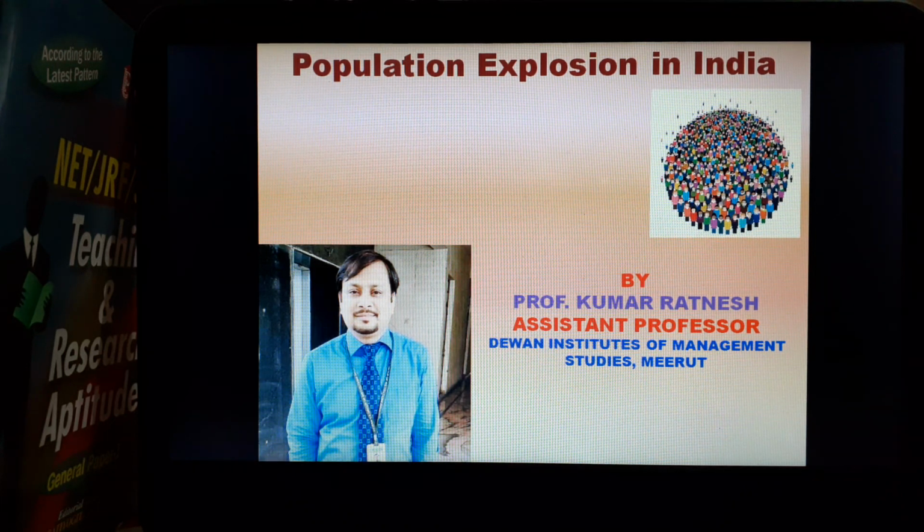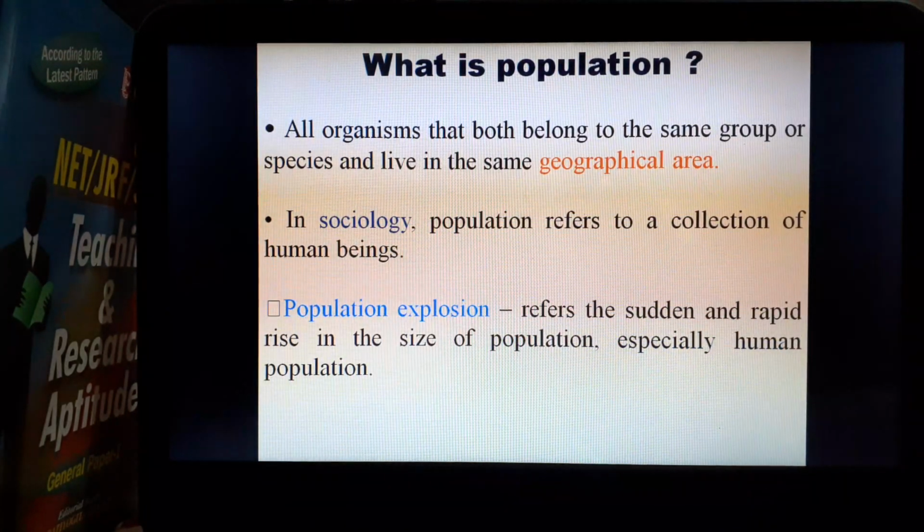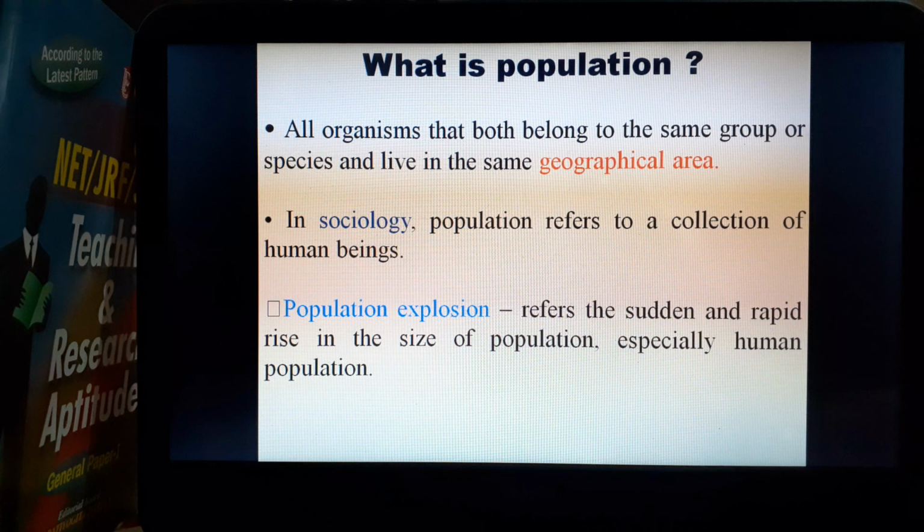My dear students, today's topic for discussion is population explosion. Firstly, coming to the main point, what basically does population mean? All organisms that belong to the same group or species and live in the same geographical area. If we are talking in the sense of sociology, then population refers to the collection of human beings.